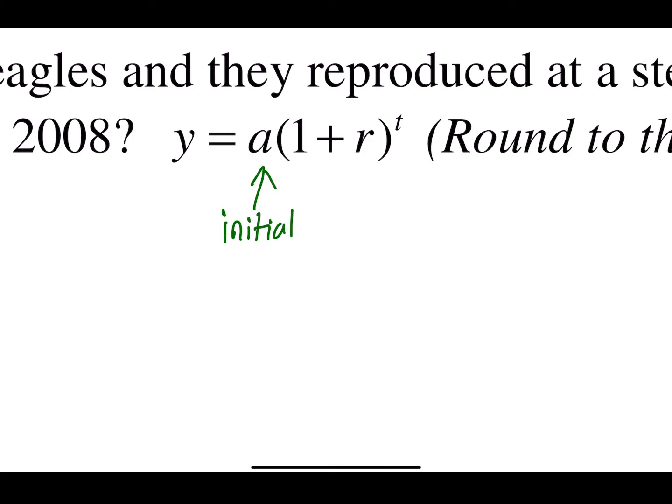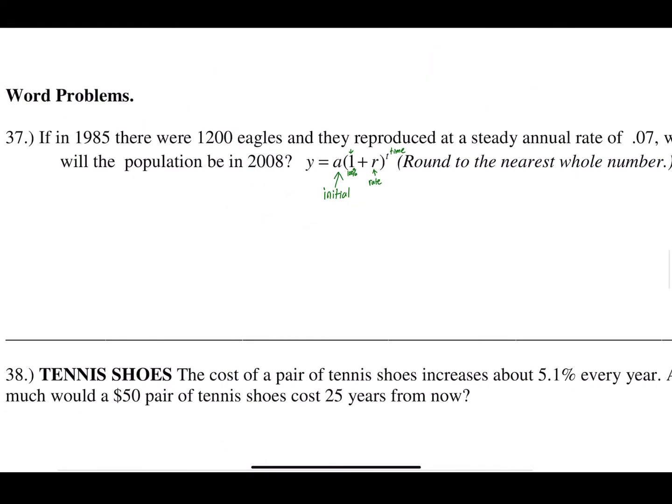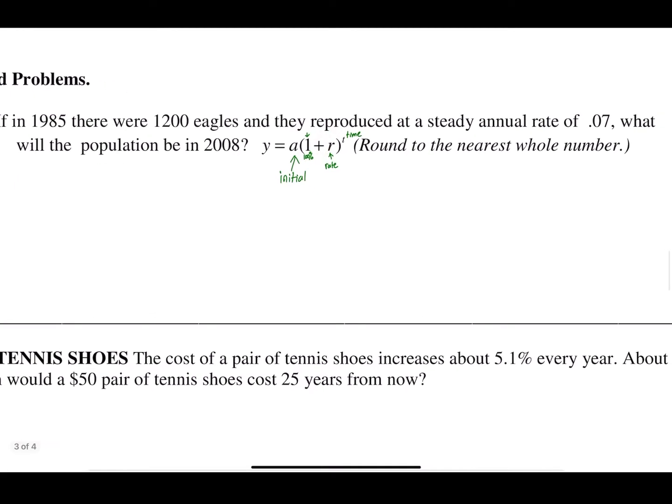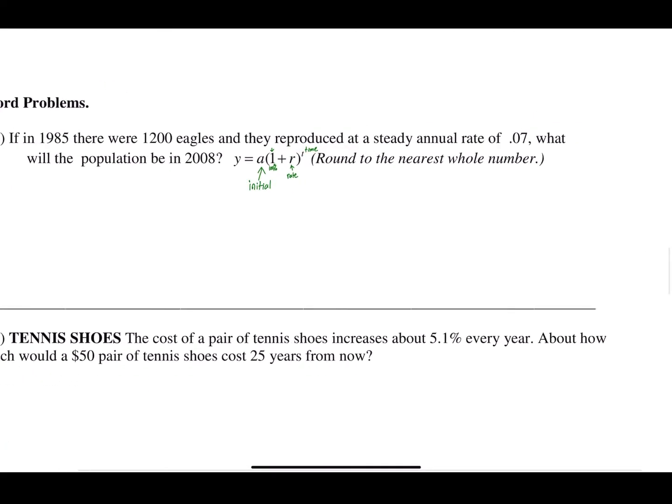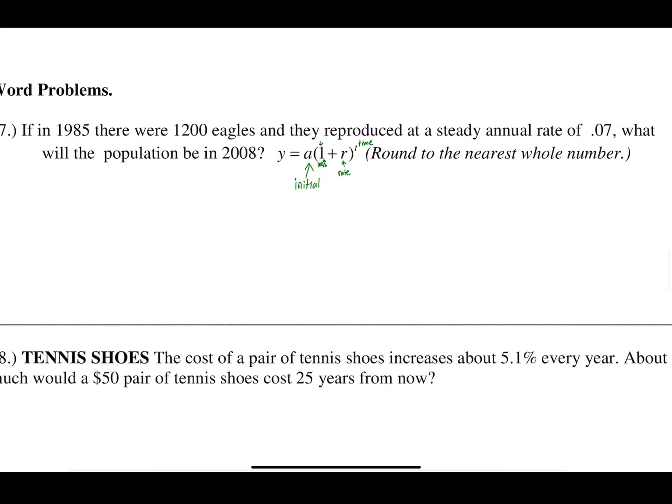But rather than a b, like doubling is 2, tripling is 3, we have 1, which represents 100% of the original. And we have r, which represents the increase of that 100%. So this is the rate. T should be obvious. T is just time. Okay, using all these facts, this is a 1 plus r because these eagles are growing. They're reproducing. So the initial value should be 1,200 eagles. Why? Because it's the first year they gave us.